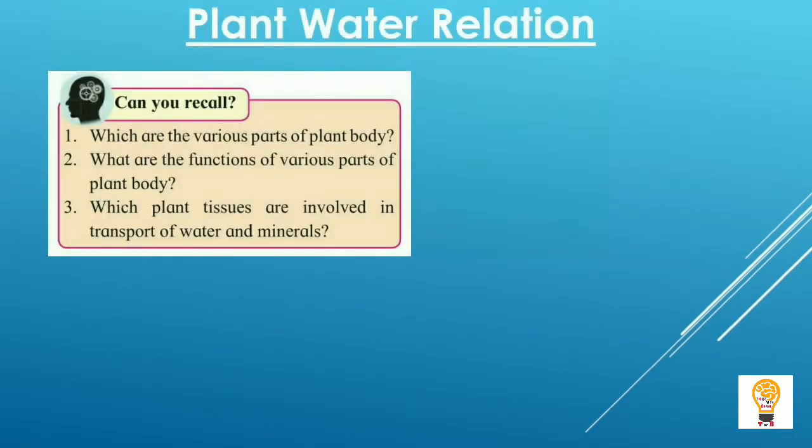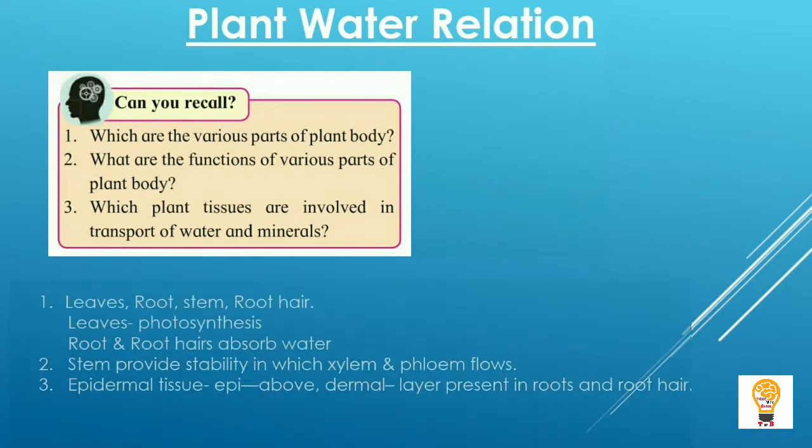Let us start with the chapter today. Can you recall which are the various parts of plant body? As we all know, this is the basic question. The various parts of plant body are leaves, roots, stem and root hair.